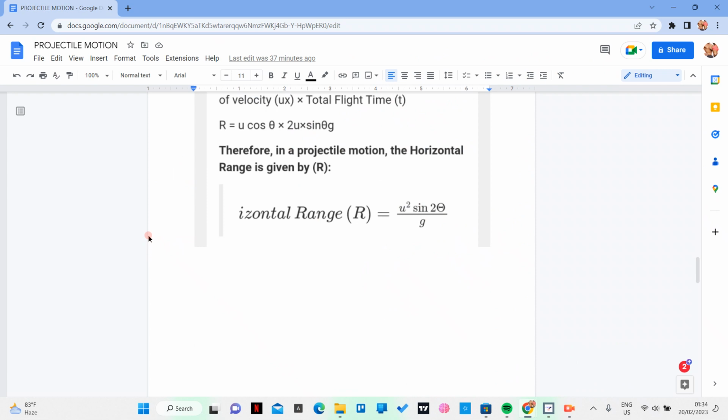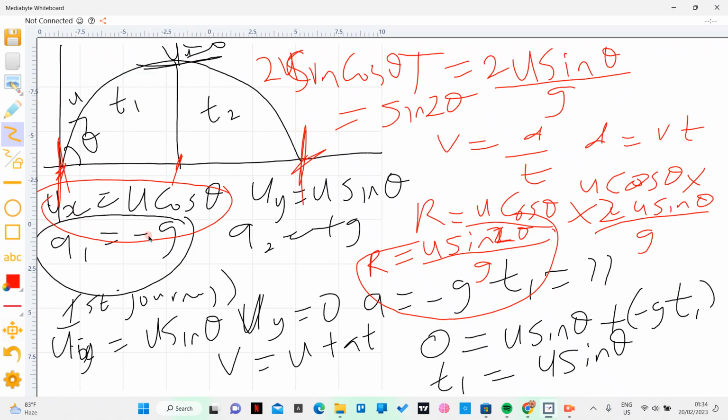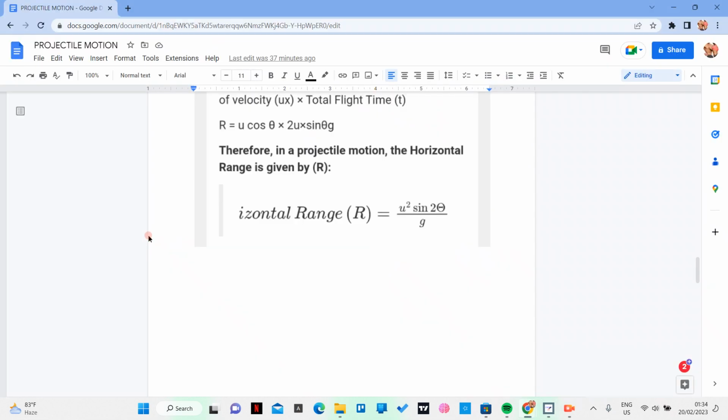Oh yeah, we still have u squared. Sorry. Basically, what we did here is 2 sine cos theta, which is equal to sine 2 theta. Don't forget here that you have u times u, which is u squared. So you have the range equal to u squared sine 2 theta over g. I hope you understand that.